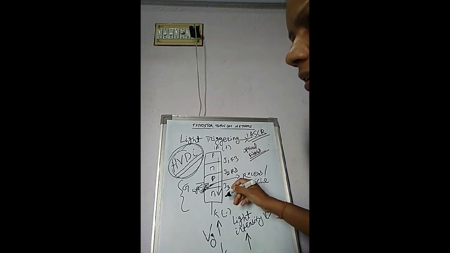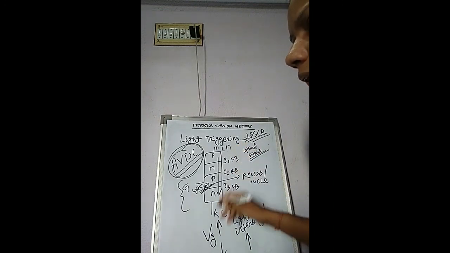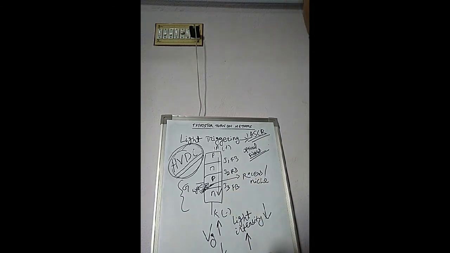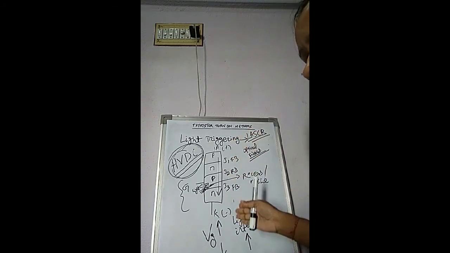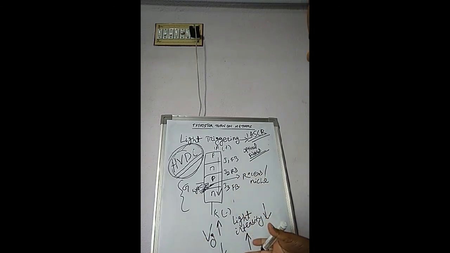Here, light triggering has the advantage of electrical isolation between power and control circuit. So the application is the HVDC transmission system, and its advantage is that light triggering can give electrical isolation between power and control circuit. Power circuit means the total circuit. Control circuit means the controlling mechanism part which controls the device turn on and turn off methods.